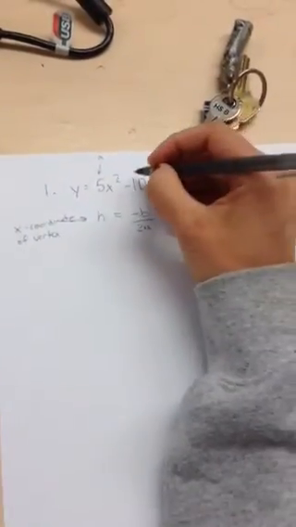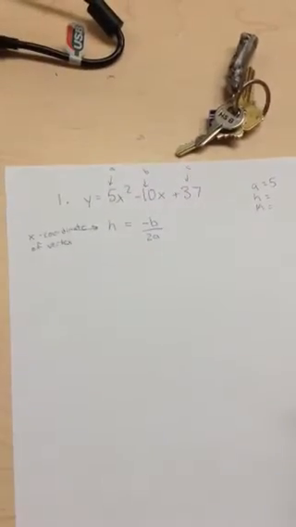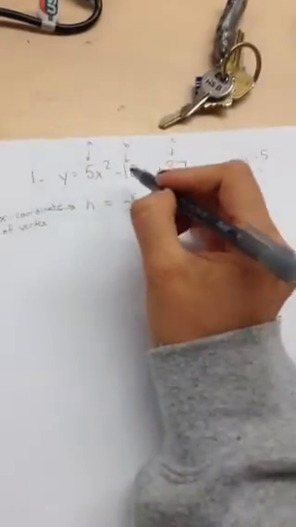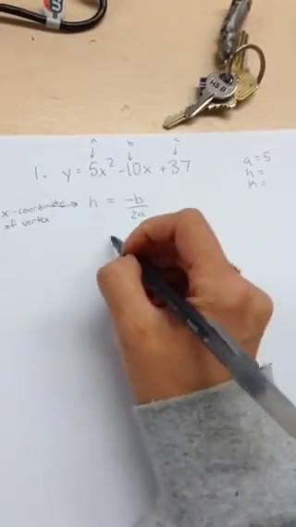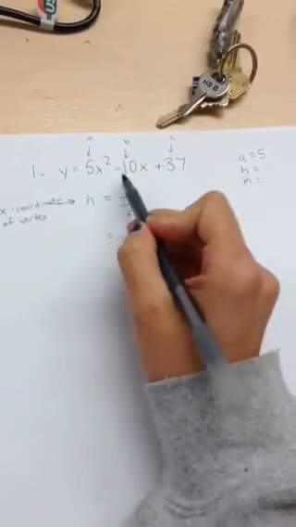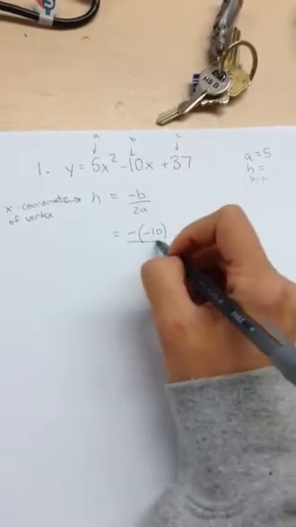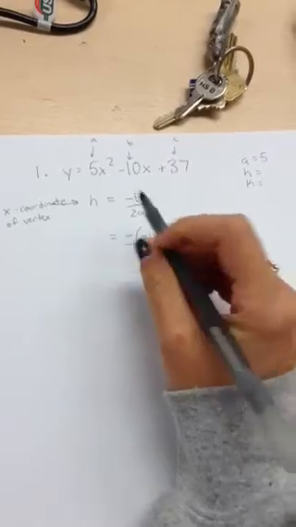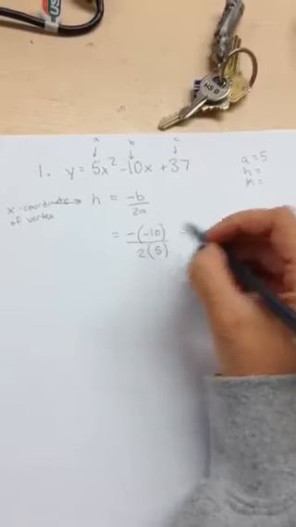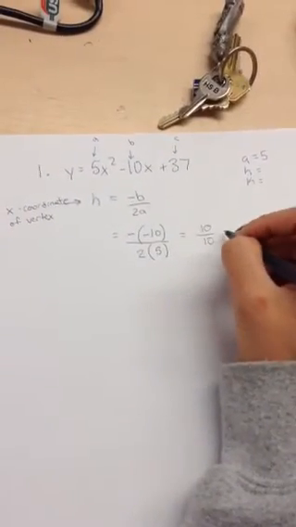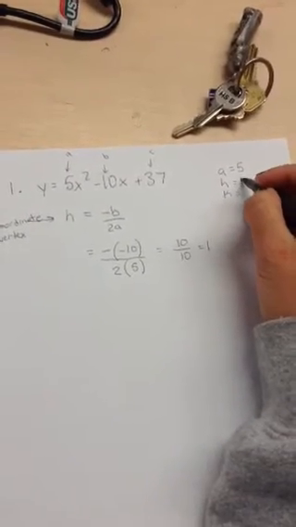I know this is A, this is B, and this is C, just like when you use your quadratic formula. It's the same idea. So if my B is a negative 10, don't forget the negative in front of the 10 here. That means I'm going to have a negative 10 over 2 times my A value, which is 5. So this becomes a positive 10 over 10, which is equal to 1. So I know my H value is equal to 1.